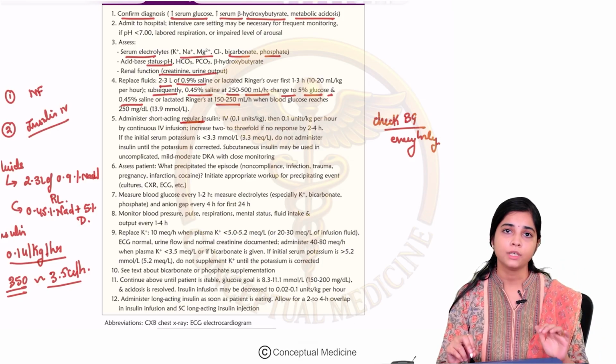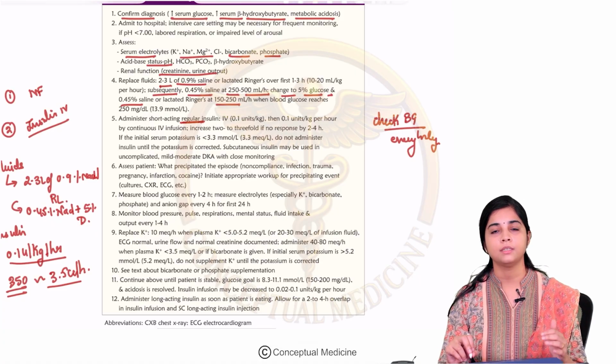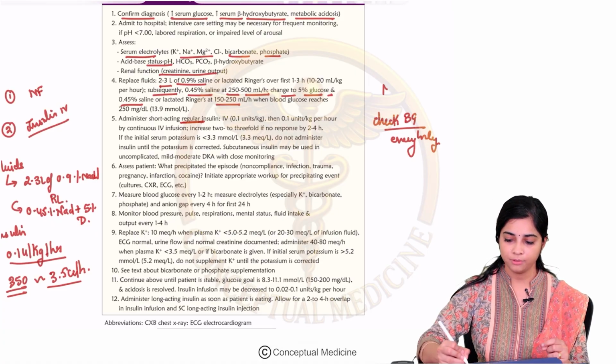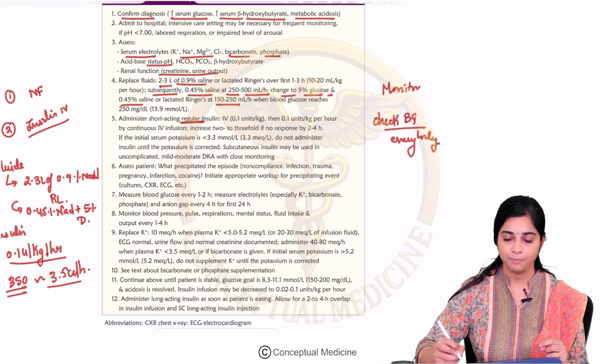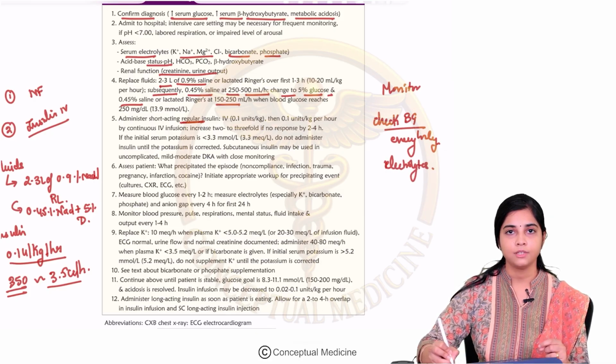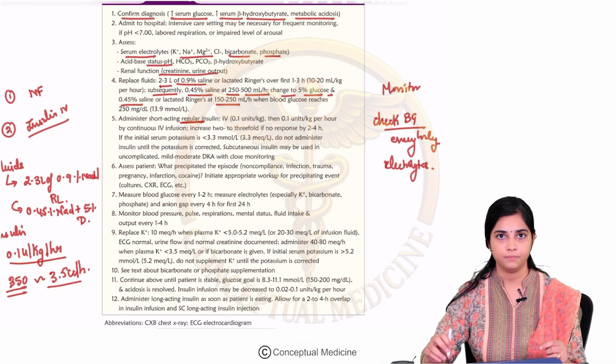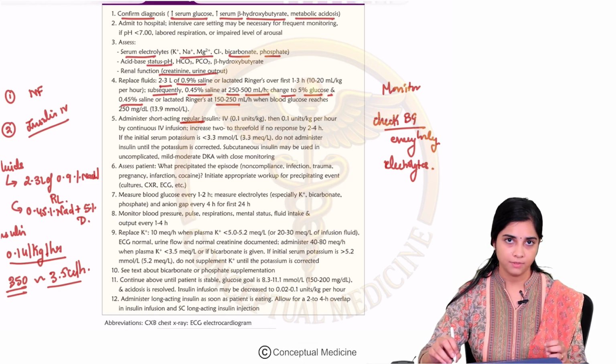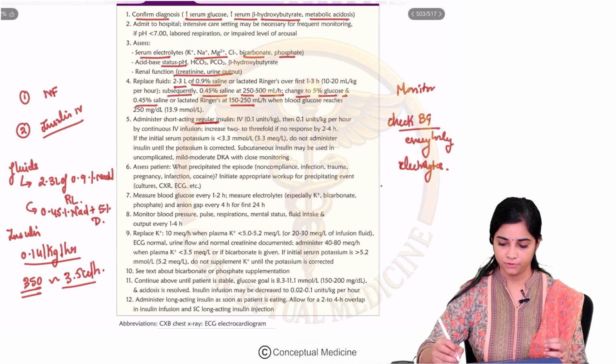Now, how do you monitor the patient? What are the things that you will have to monitor? You will have to monitor your blood glucose every hour. Apart from that, you will have to check your electrolytes every 2 to 4 hours. You will have to look at your sodium and your potassium.